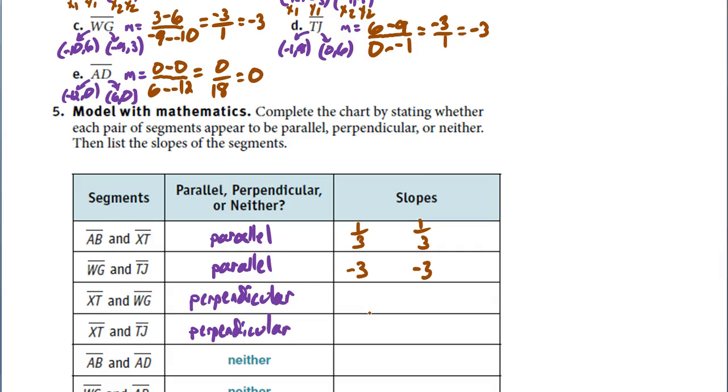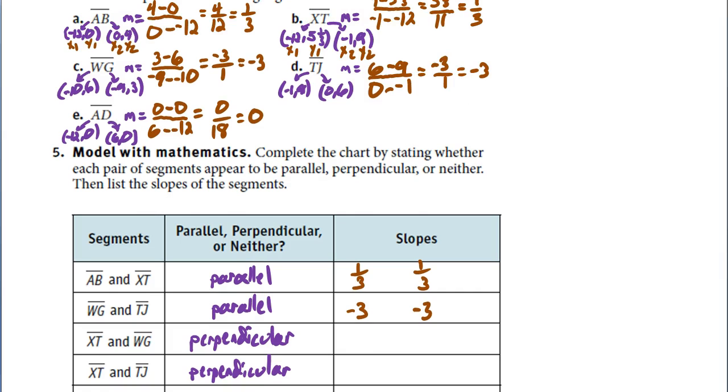So XT was, question B here, the slope was 1/3. And WG, that was question C, and we had found that the slope was negative 3 over 1, or negative 3. What's the connection of these slopes? Well, they're not the same. Is there any relationship? Okay, next question.